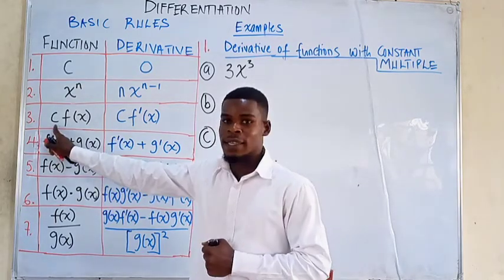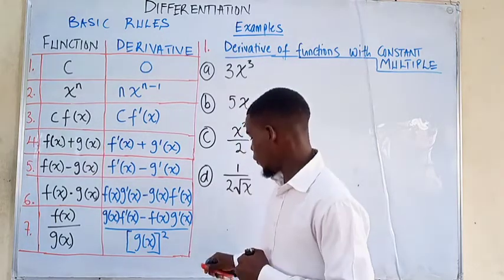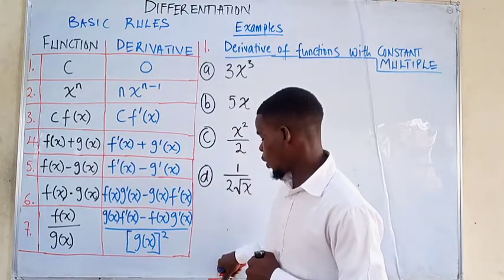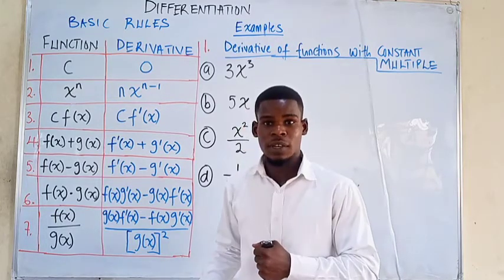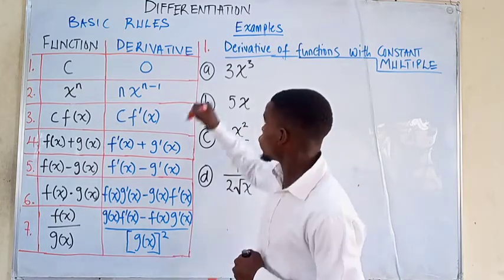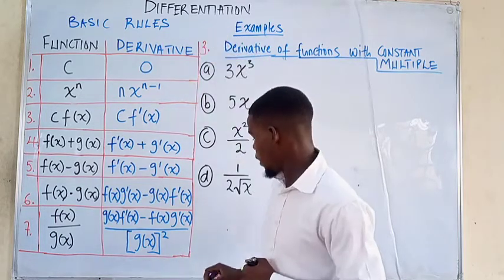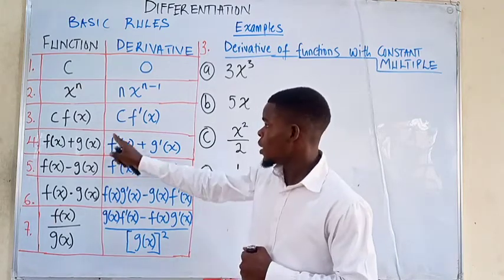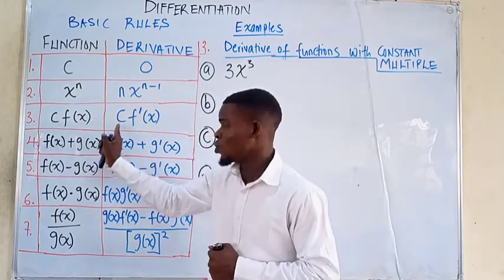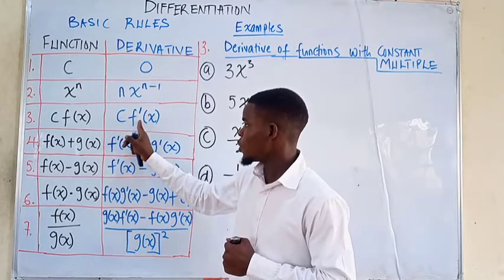So this is c times a function of x. That c multiplied with the function part is what we call the constant multiple. When we have a constant multiple with a function, we want to see how the derivative is. From this rule, whenever we multiply a constant with a function, the derivative keeps the constant. We do not touch the constant, we just keep it, and we multiply it with the derivative of that function.